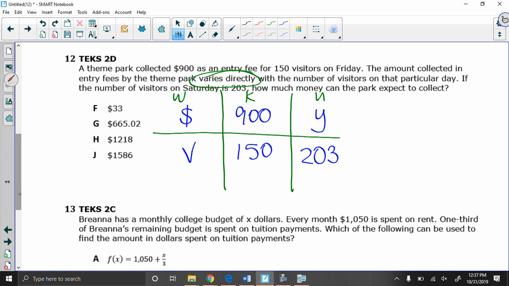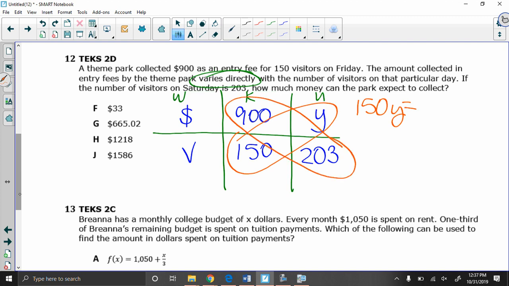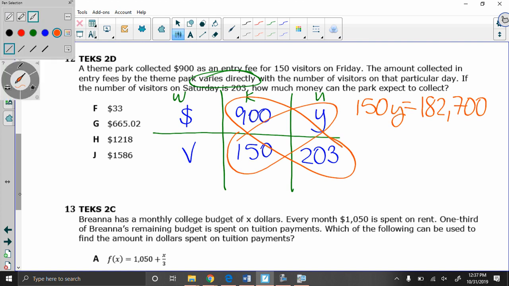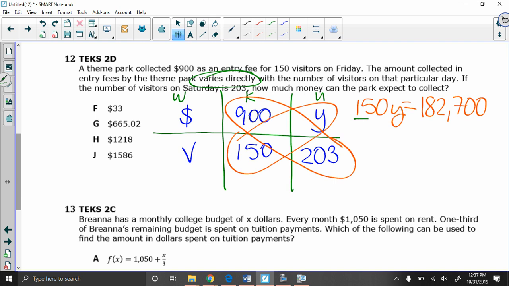Now what we have to do is cross multiply. So I'm going to cross multiply. We get 150y and then 900 times 203. That is going to be $182,700. Now what we do is solve for y. So all we have to do is divide by 150 on both sides.